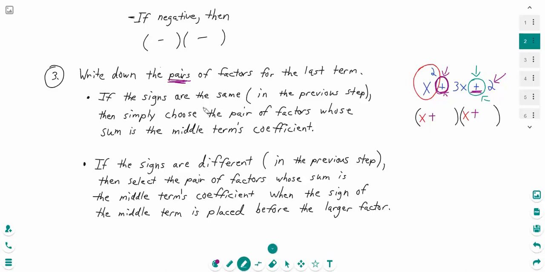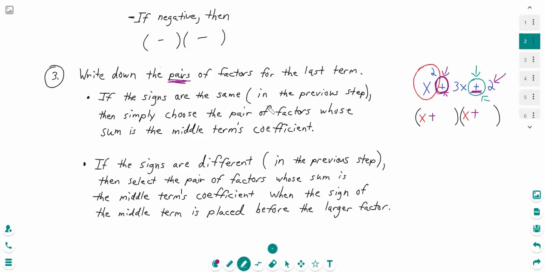Now, if the signs are the same, and this I have in parentheses in the previous step, so referring back to the previous steps, if the signs here are the same, which in our particular case they are, then simply choose the pair of factors whose sum is the middle term's coefficient. Wow, that's complicated, or at least it sounds like it is, but don't worry. As we do these, it'll be much easier as we start doing them.